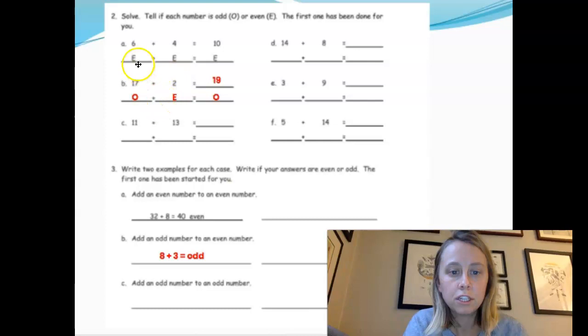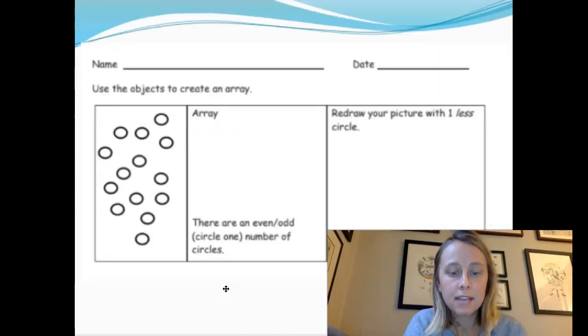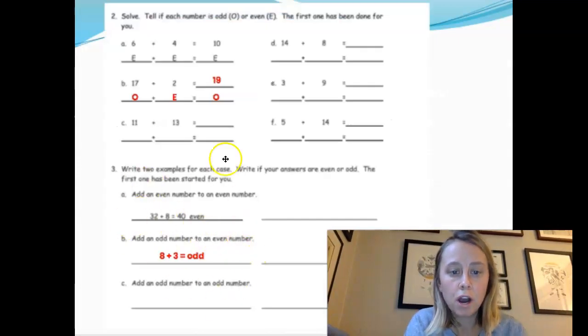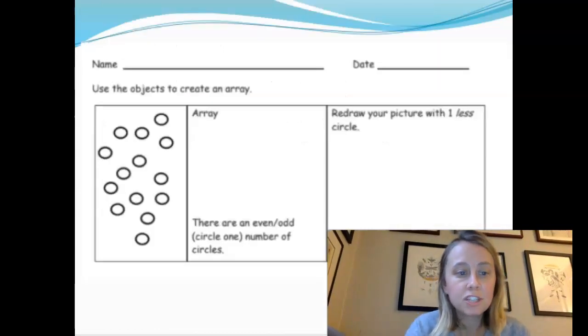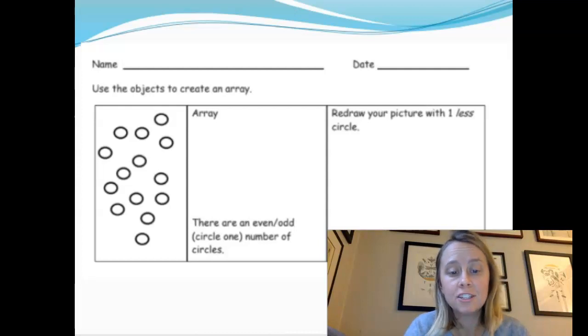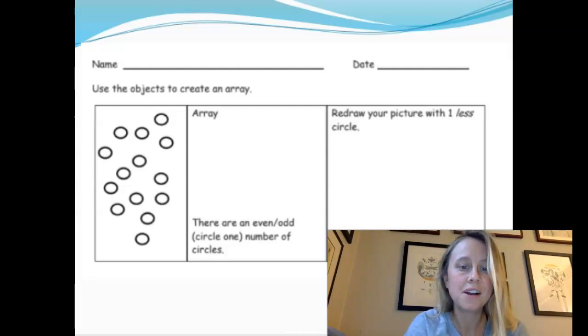For 2, you are looking at the equation and determining if each number is even or odd, E for even, O for odd. So 17 was odd, plus 2 was even, so an odd plus an even made 19, which is an odd. Down here, you are just writing examples of problems adding an even to an even, adding an odd to an even, and adding an odd to an odd. And then for your problem set, number 1 on your exit ticket is just like number 1 on your problem set.